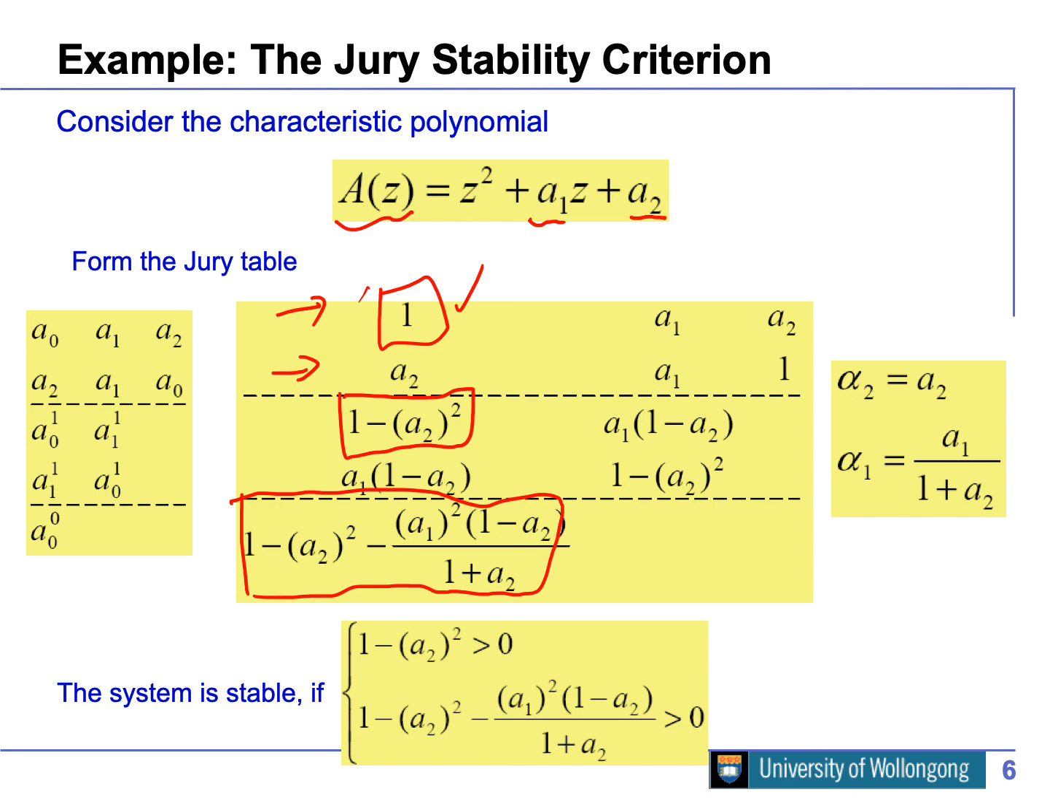So this can also be used in controller design to identify what A1 and A2 can be, not exact numbers, but the range. So in here you can see the absolute value of A2 must be less than 1, and you can get A1.